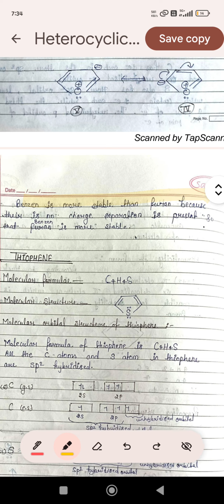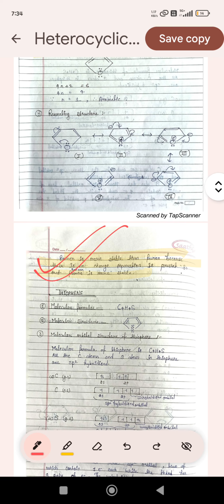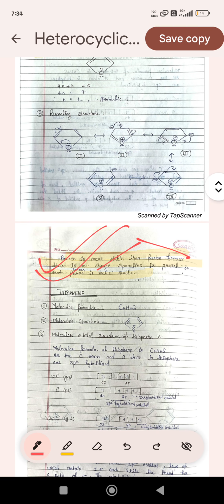Benzene is more stable than furan because no charge separation is present, so benzene is more stable. So this is the comparison of furan with benzene. Benzene, you know what is benzene? A 6-membered structure with double and single bonds at alternate positions is known as benzene.